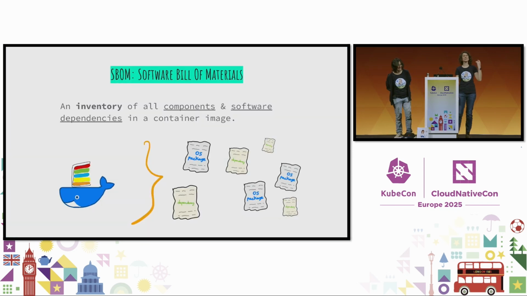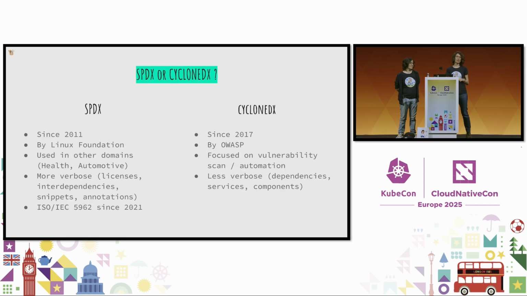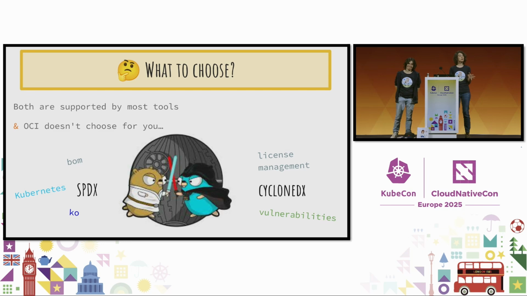So, SBOMs, it's an inventory of everything that composes your container image from the top to the bottom, or bottom to top. We need to know all the vulnerabilities, all the licenses, everything. So, SPDX or CycloneDX, well, you can choose. SPDX is pushed by the Linux Foundation. It has an ISO 5962 certification. It's very verbose. CycloneDX is more into automation, into vulnerability scanning. It's pushed by OWASP. Well, OCI doesn't choose for you. Up to you to choose between the two. And most of the tools that we use today support both.